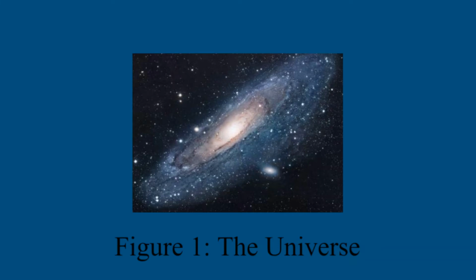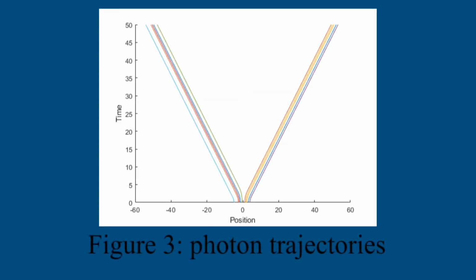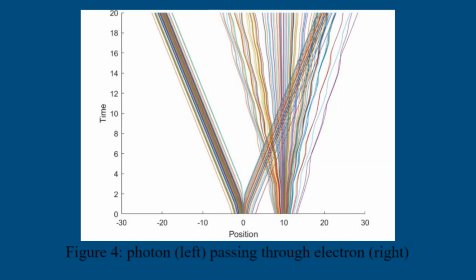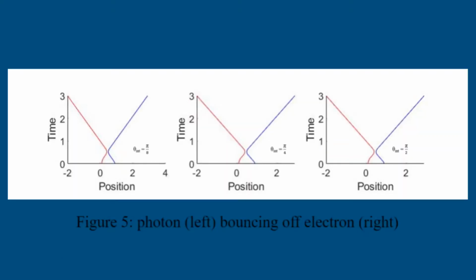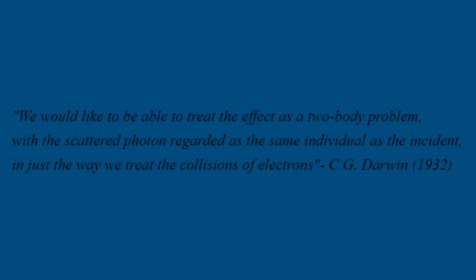The universe has particles, electrons, photons. Some of them have mass, others do not, but all of them move, and some of them like to move through each other. Electrons and photons don't. They like to bounce off each other due to something called Compton scattering. But how can we show this bounce?